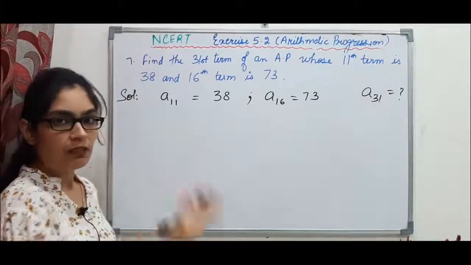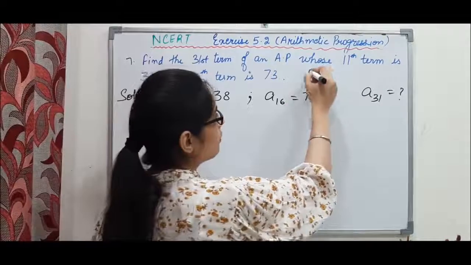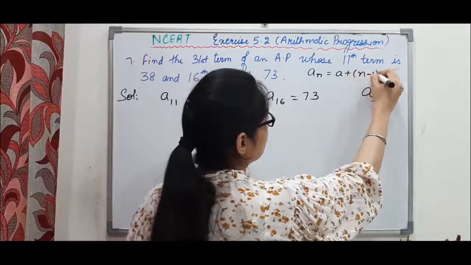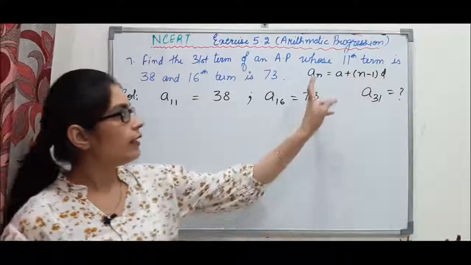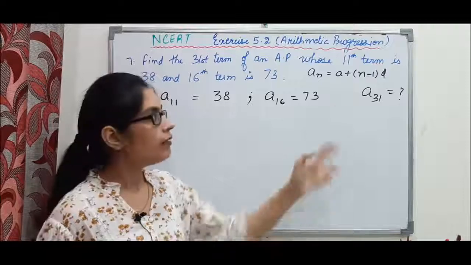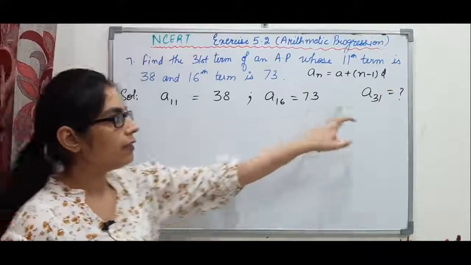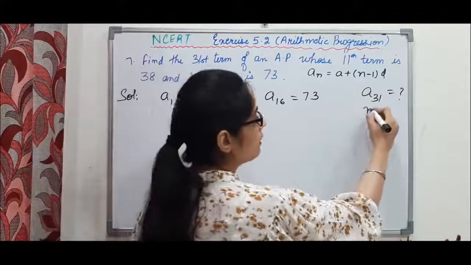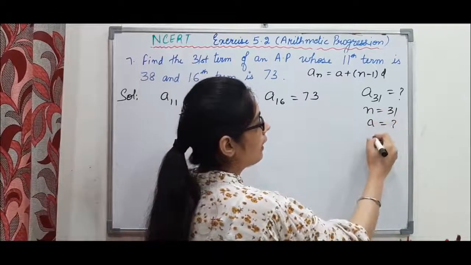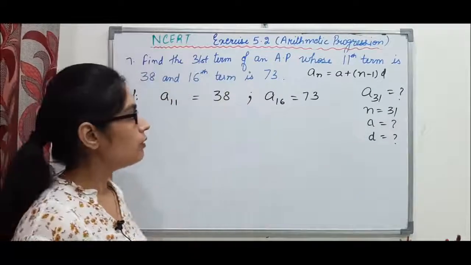Now from the given information itself we will find it. See, I told you in each and every question of this exercise we will use this formula: An is equal to A plus n minus 1 into D. An means A31 we have to find, and we can find the unknown thing if we have the remaining 3 things. So I have just these 2 things, and in A31 the value of n is 31, but still I need A also and I need D also. So A and D I will find from these 2 given things.